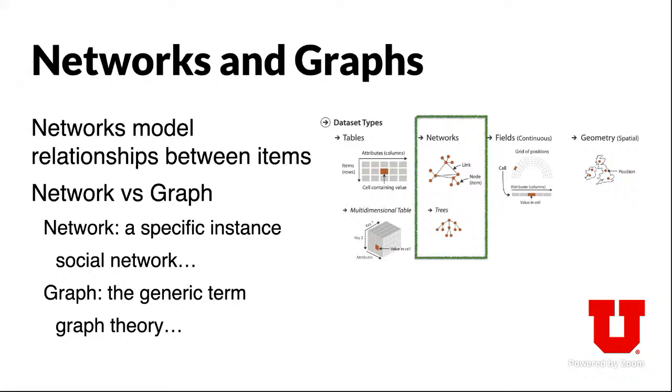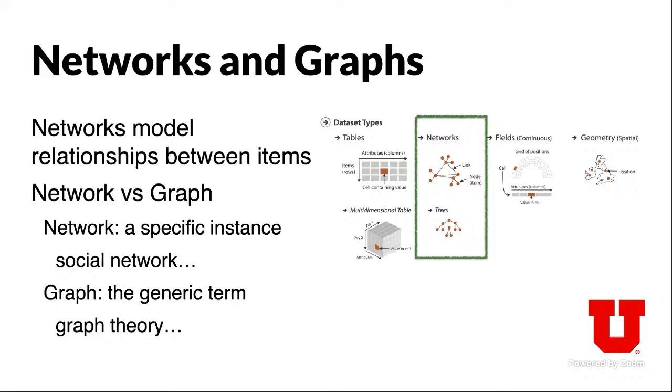So why are networks important? Networks model relationships between items. Items such as people in a social network, or genes in a gene interaction or protein interaction network, or homes and power plants in an electric network, and so on. Networks are very generic, very general. You can use them to model many, many different kinds of things.